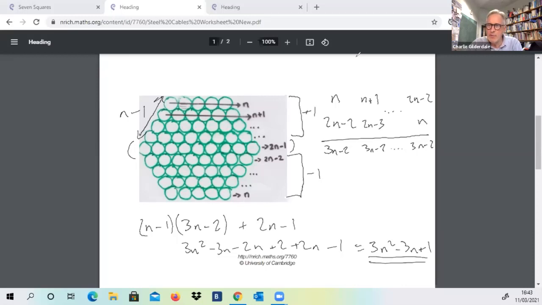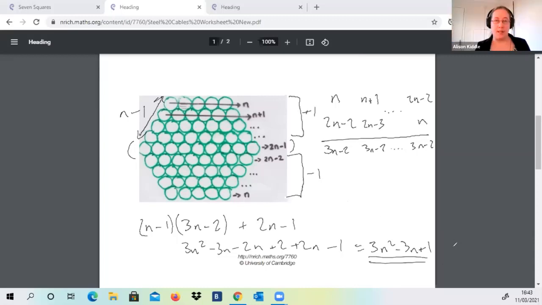Earlier, you spoke about having a formula and then asking students to figure out how that formula could have arisen. Here's another example where you could ask students to imagine if there is a way of splitting up the steel cable so that you can see why it's 3n squared minus 3n plus 1. I'm not sure we're going to have time to do that, but everyone at this workshop could go off and think about it later on.